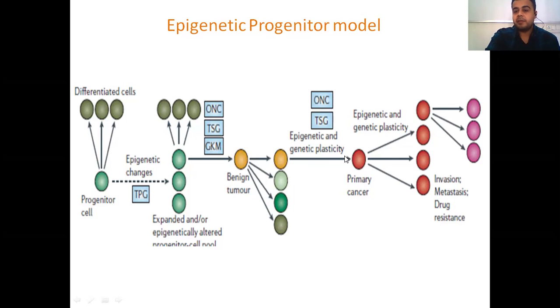Okay, so it leads to a primary cancer, and then from there it can undergo metastasis, or it can spread to other parts of the body. Okay, so GKM stands for gatekeeper mutation. There are epigenetic changes happening in the progenitor cell or progenitor stem cell, which leads to the development of the tumor, and then it will get metastasized.